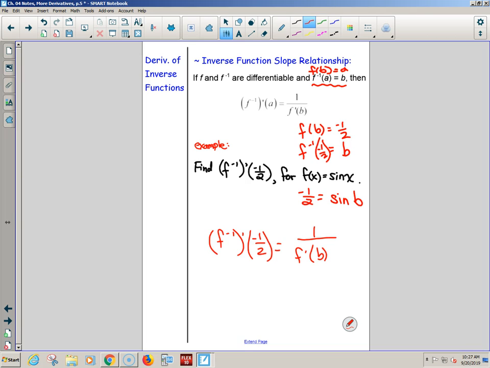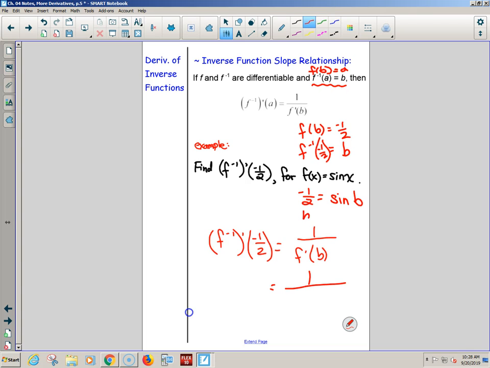The derivative of the inverse at negative 1/2 is 1 over f prime of b, not of negative 1/2. Who is b? Well, if I'm given f, b is what f of b equals. So sine of b is equal to negative 1/2. It's the y value of the original, or the x value of the inverse. So Lorenzo, what are you saying? But why?